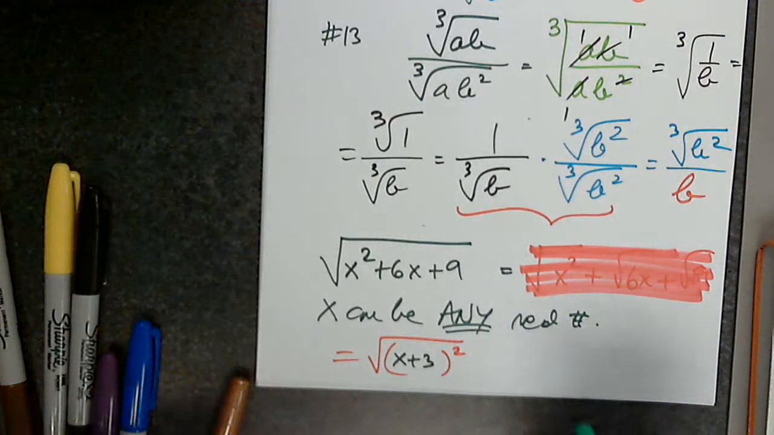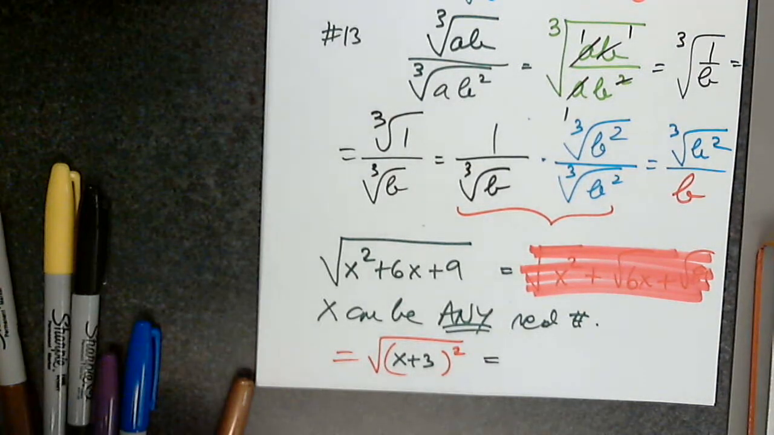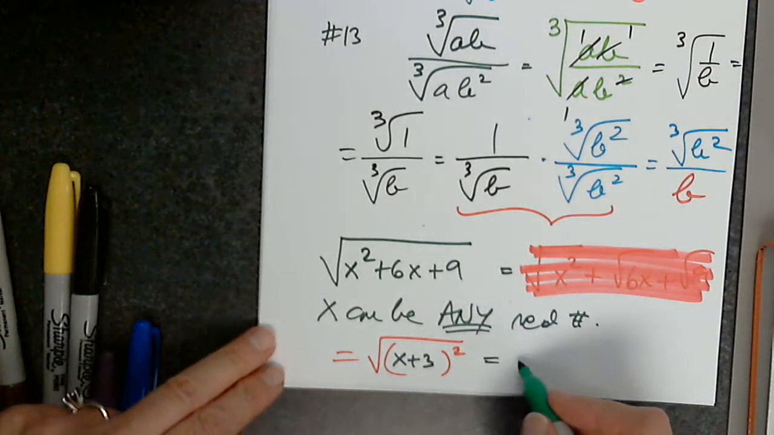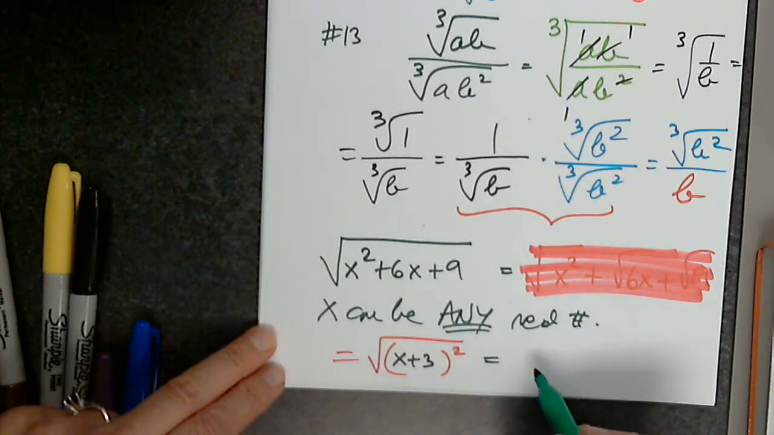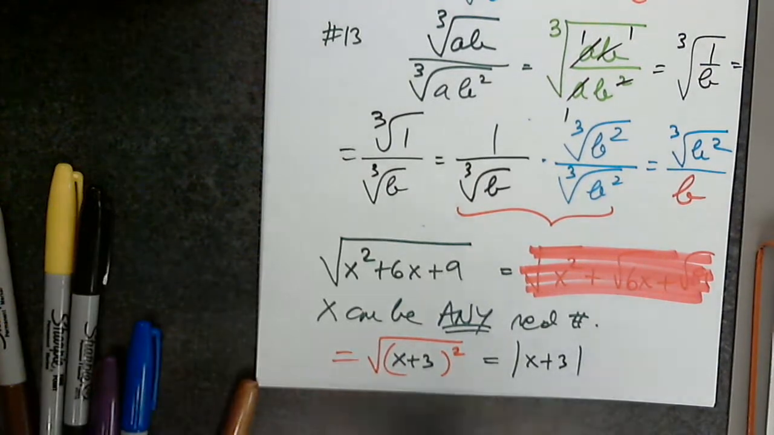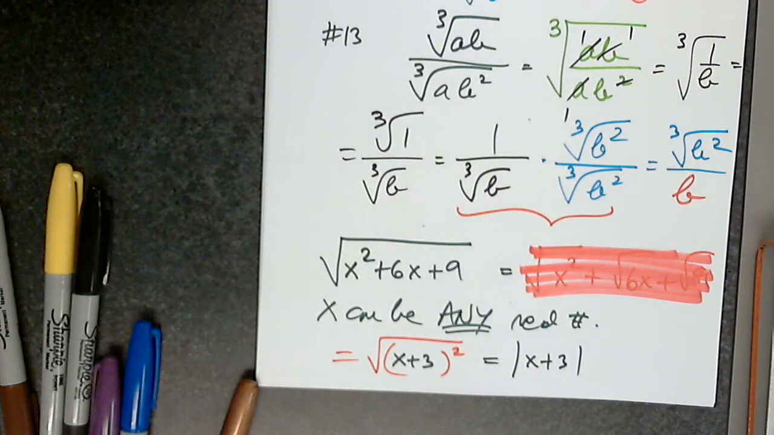Factoring, I mean. So then what is the final answer then? Absolute value of x. Very good. Excellent. Good.